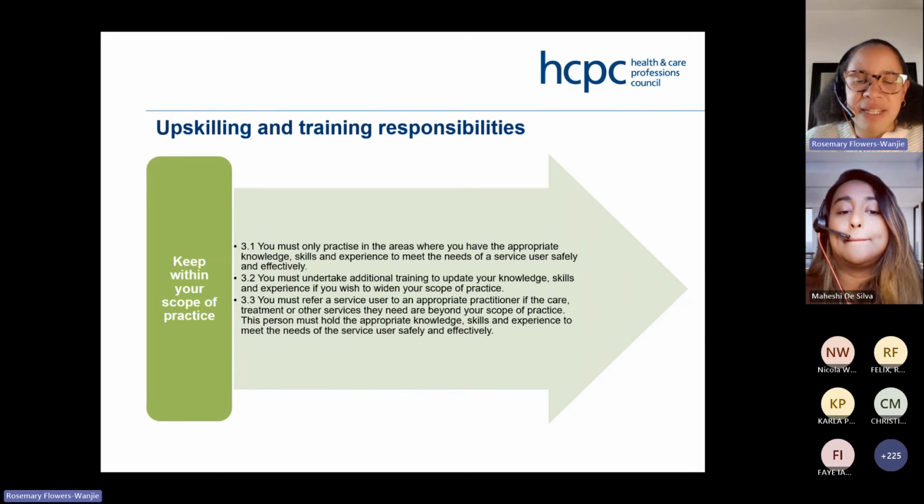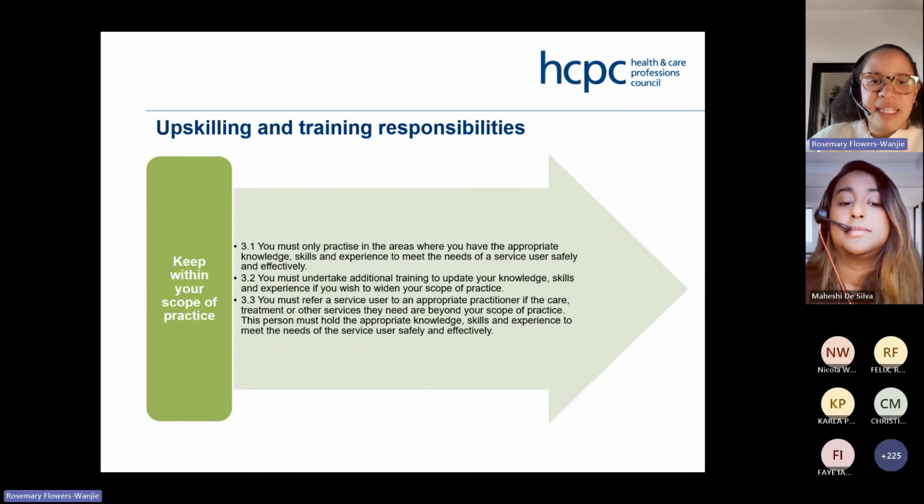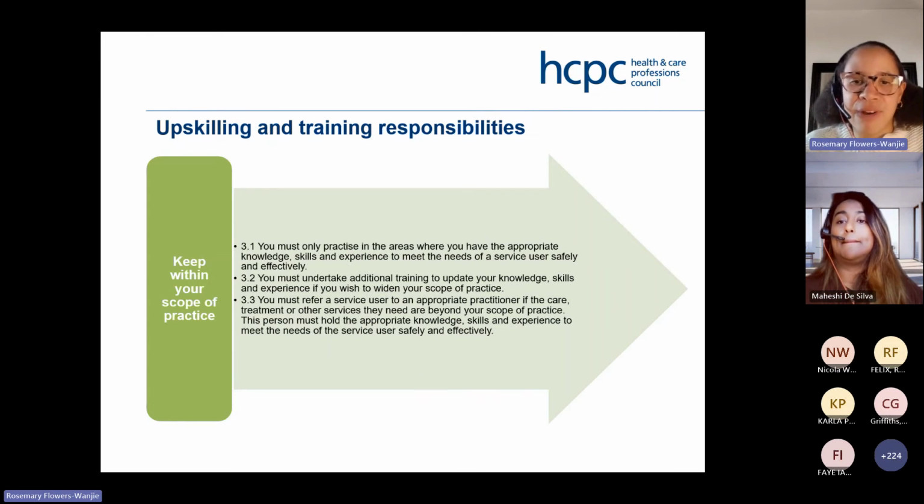We added a new standard, standard 3.2, to ensure that registrants understand the actions that they can take to widen their scope of practice. This standard references undertaking additional training to update one's knowledge, skills and experience. Standard 3.2 is updated from previous wording. You must refer a service user to another practitioner if the care, treatment or other services they need are beyond your scope of practice. And we've expanded this standard to ascertain that this person must hold the appropriate knowledge, skills and experience to meet the needs of the service user safely and effectively. It thereby specifically sets out that they must hold the appropriate scope of practice to provide the service being referred.